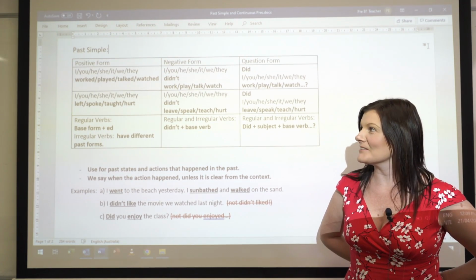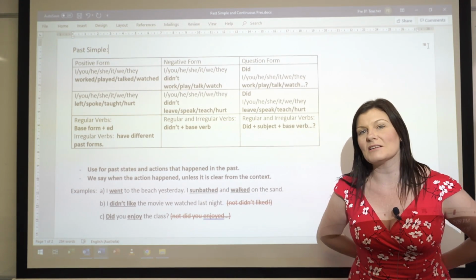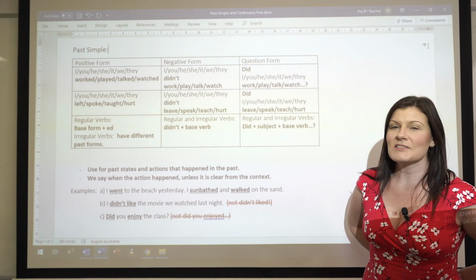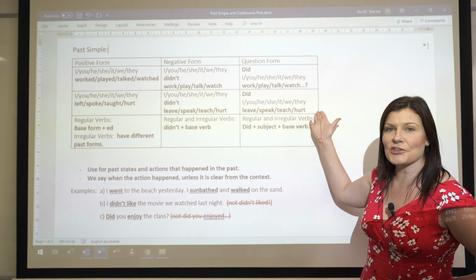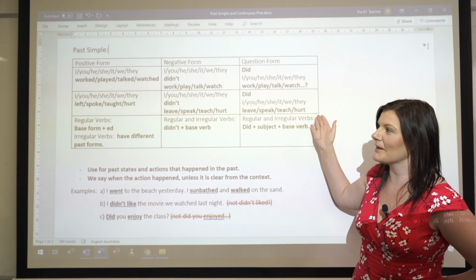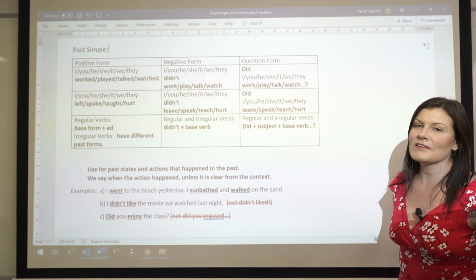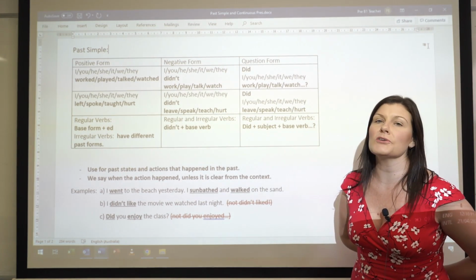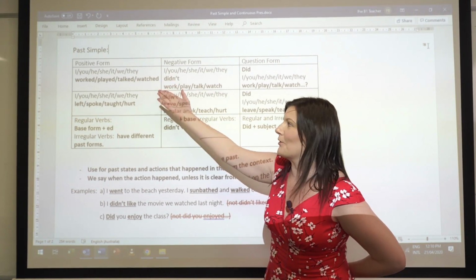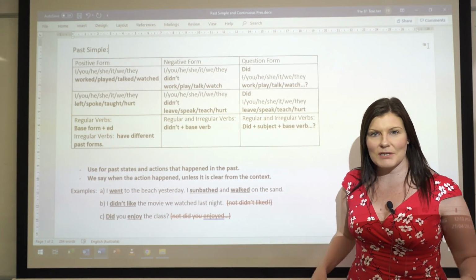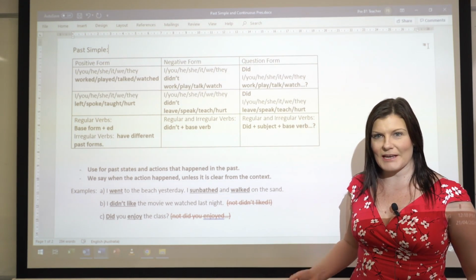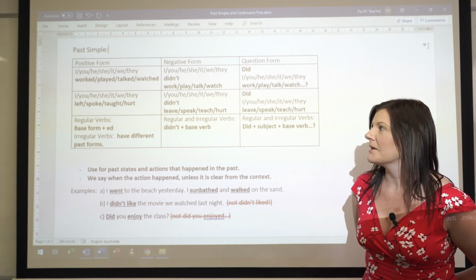Now today we're going to learn about past simple tense and past continuous. So first, let's have a look at this table that shows us the different forms for past simple. The way that we form the past simple for most verbs is that we simply add -ed to the base verb. For example, work becomes worked. Play becomes played. It's quite simple.